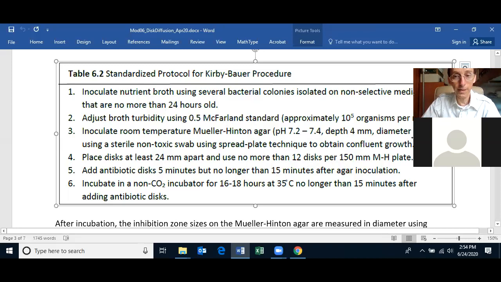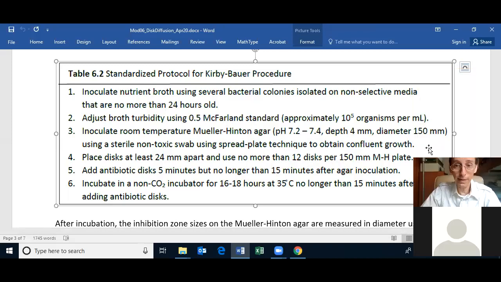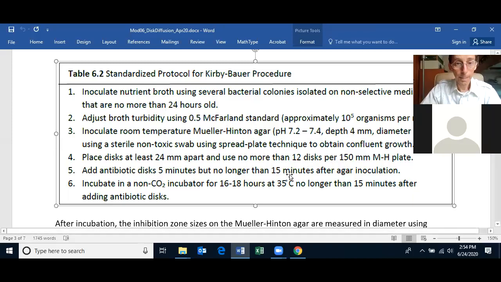We don't need to worry about the diameter of the plate, but you always use a standard plate, and it depends how many discs you're putting on the plate what the size of that is. But that's the size of the Petri dish. And then you use a sterile, non-toxic swab to spread the bacteria that you've been growing in liquid culture over the plate. All right? Any question about that part? And then you let that plate dry for about 5 minutes before you put the antibiotic discs on.